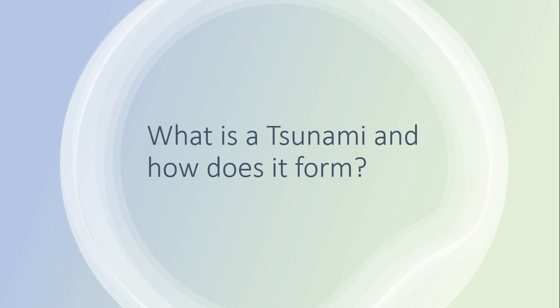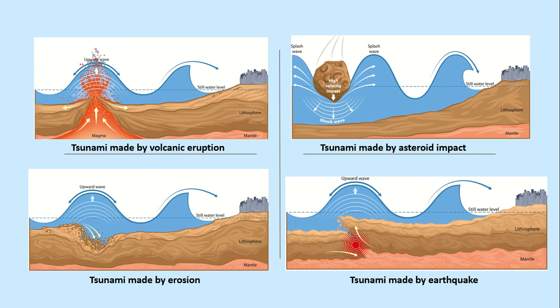What is a tsunami and how does it form? A tsunami, the Japanese word meaning a harbor wave, is a series of long waves caused by a large sudden displacement of the ocean, usually the result of an underwater earthquake, volcanic eruption, landslide, explosion, the collapse of rocks, glaciers, or even asteroids impacting the water. This force creates waves that radiate outwards in all directions away from the source, sometimes crossing entire ocean basins.